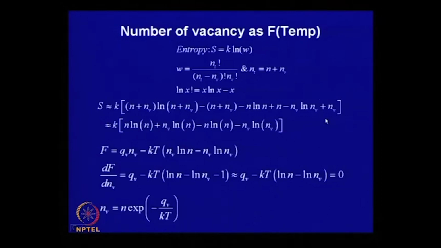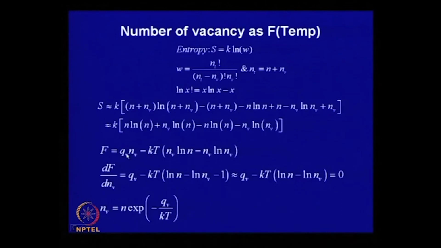And with a little algebraic simplification and with some approximation, like N is much larger than N v, in such cases N plus N v can be approximated as N. So, basically with this it is possible to show that this entropy is equal to this, and here this gets cancelled. Therefore, this is N v ln N minus N v ln N v, which is written here. So, this is the entropy part of the free energy expression.